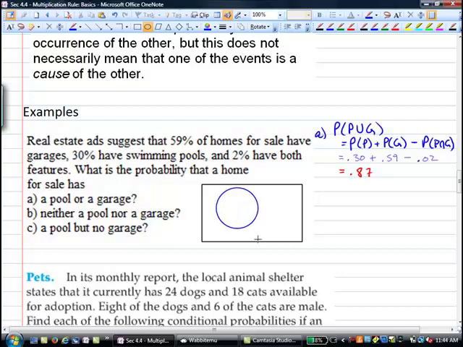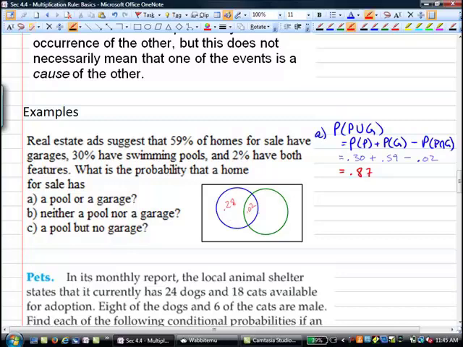So our pool is blue, our garage is green, and the probability of having both a pool and a garage is 0.02. What's the probability of having just a pool? 0.28. Because 30% have swimming pools. That whole blue circle represents the swimming pool. We've already included 2% right here, which means that in the whole blue circle there's going to be 30%, so that leaves 28% over here.